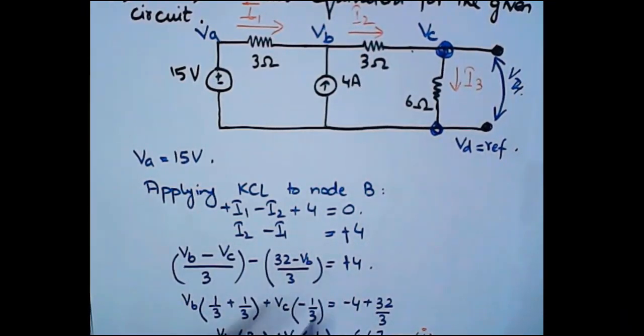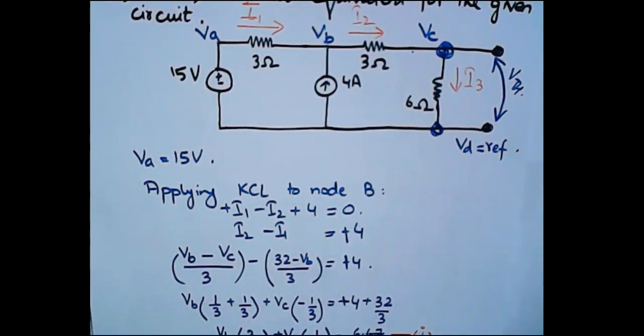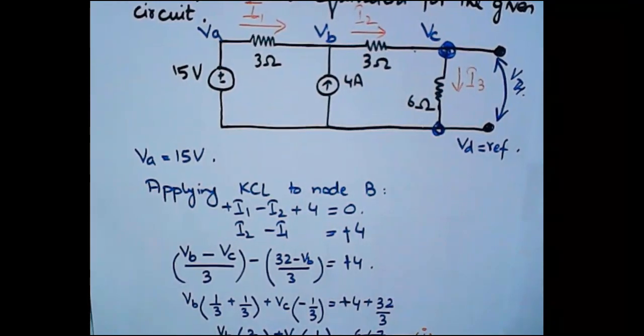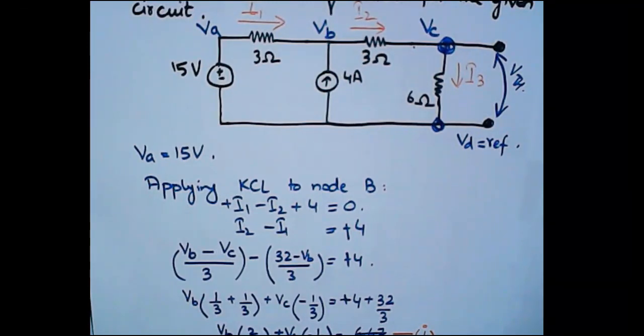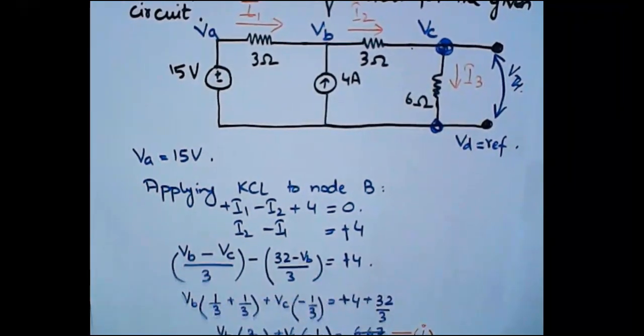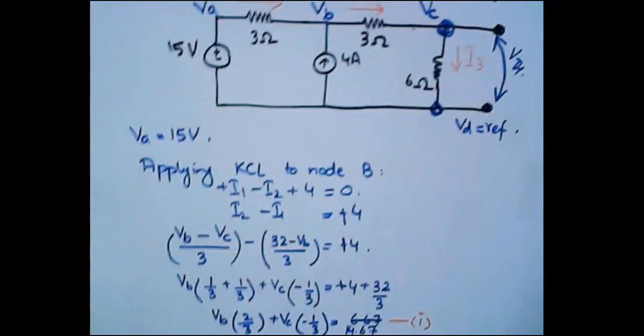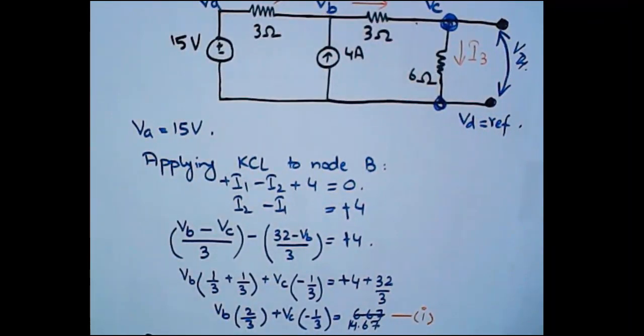So this will become, start adding up, and let me solve it, 32 divided by 3 plus 4. So this is a calculation error from my side. 32 divided by 3 plus 4, so it becomes around 14.67 volts, right? So 14.67, right?